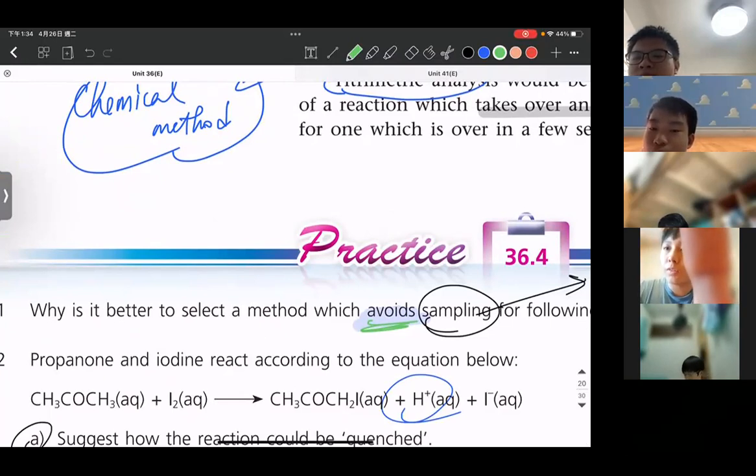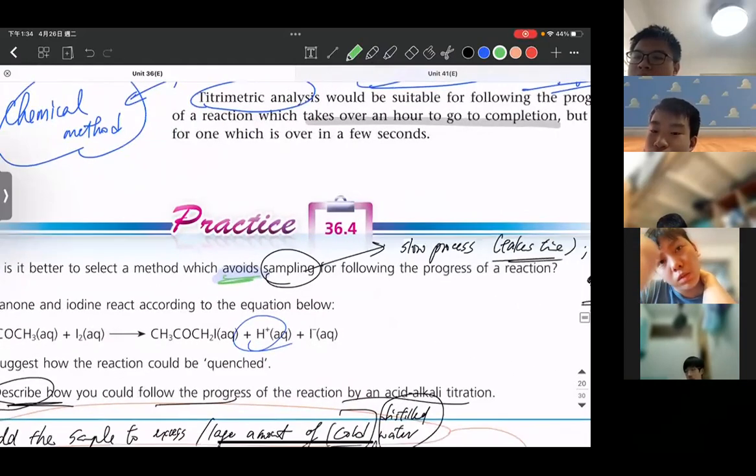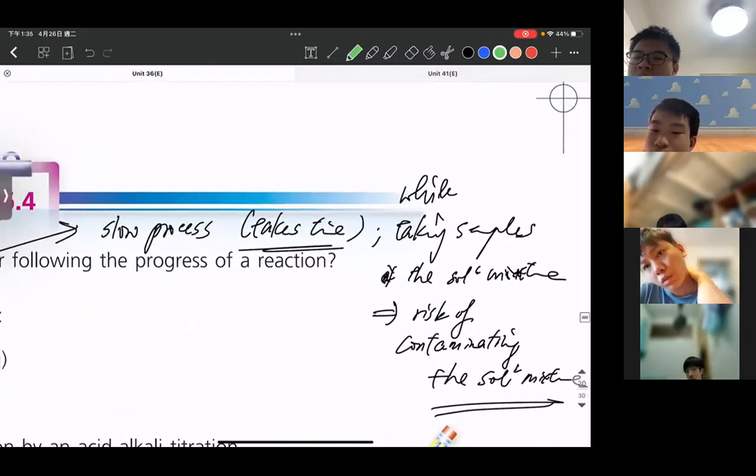I will avoid choosing this method. Why avoid choosing this? It takes too long. Maybe. Yes, you take the samples. It's rather troublesome. The procedure is more complicated than, for example, measuring the change in volume of a gas or the change in pH. That's easy, right? You just have the instrument and keep track. Just sit here and wait. But for this part, you need to do quite a lot of processes. It takes time.